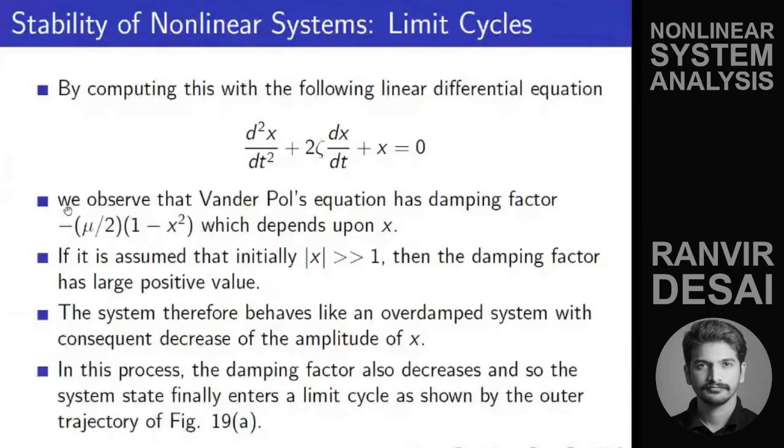See, we observe that van der Pol's equation has a damping factor which depends on x only. So the damping factor, which should be a parameter of the system, depends on the system variable. The variable is x; parameters are unchanging in an equation. So it depends on x, and so it is not a simple thing to understand how the system behaves. Okay, so it has positive values and those things.